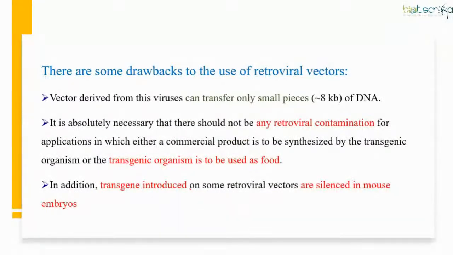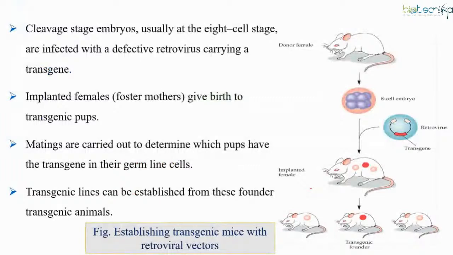Of course, there will be some drawbacks because these vectors can carry only small pieces of DNA, since their insert size is less. There should not be any kind of retroviral contamination because the transgenic organism can be used as food. In certain cases, the introduced transgene will undergo gene silencing as well. So you will not get the desired product.